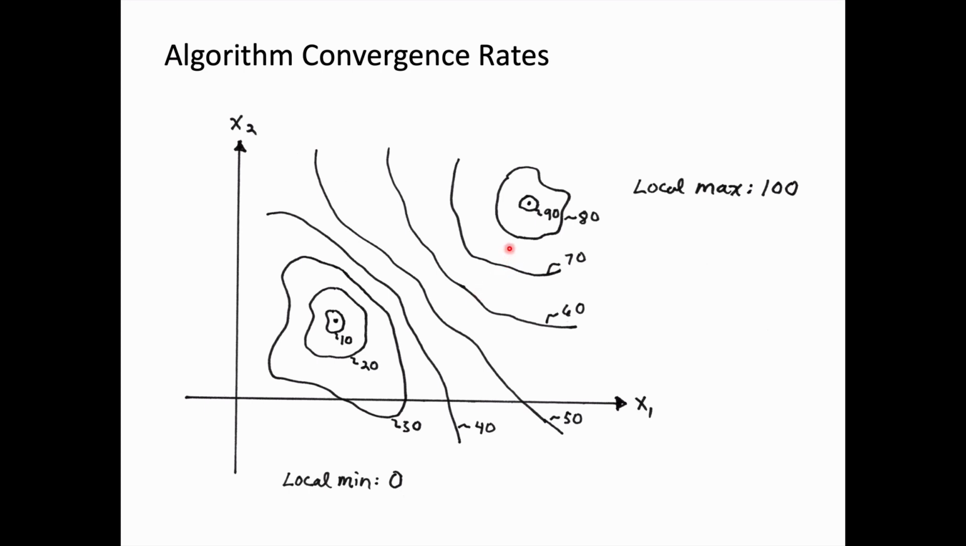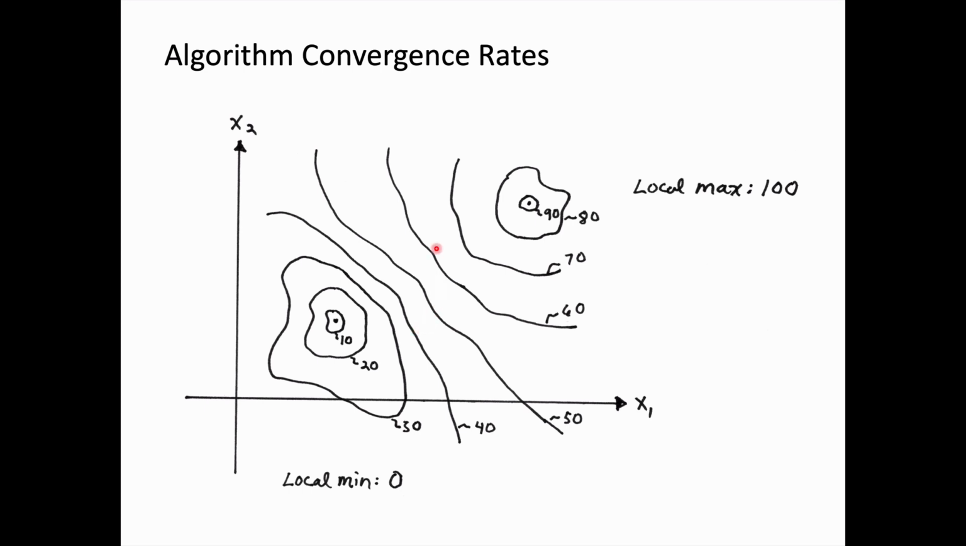So if I have an algorithm that can reliably get us down to this minimum from many different starting points, maybe I'm starting clear over here, and it finds a path down to the minimum. That's good global convergence. What about poor global convergence?